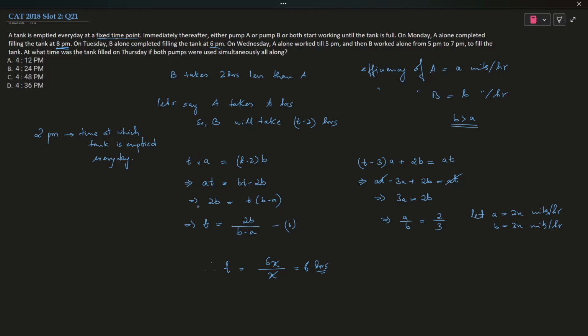Okay guys, I need to find out at what time the tank was filled on Thursday. Both the pipes are used simultaneously. So what is the work, guys? Work is basically a into T, right? I need to find the time, which is basically work by the efficiency. Now A and B are both working, so a plus b.